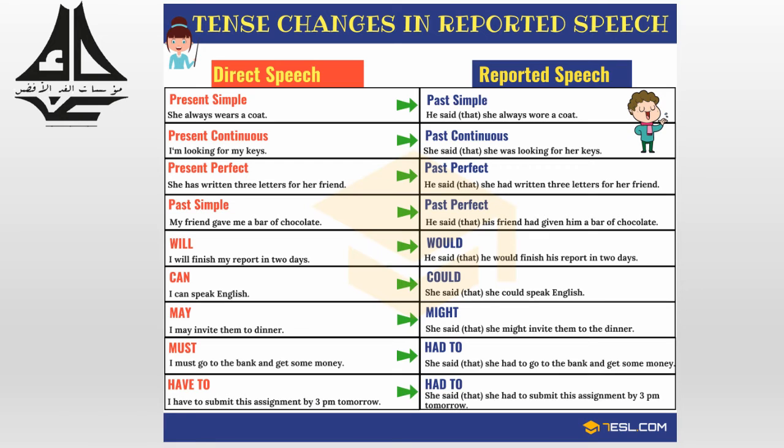Can is changed to could. I can speak English. She said that she could speak English. Notice that these are modal verbs and we just changed them to their past form. May, for instance, is also changed to might. Must is changed to had to, and have to is changed to had to.